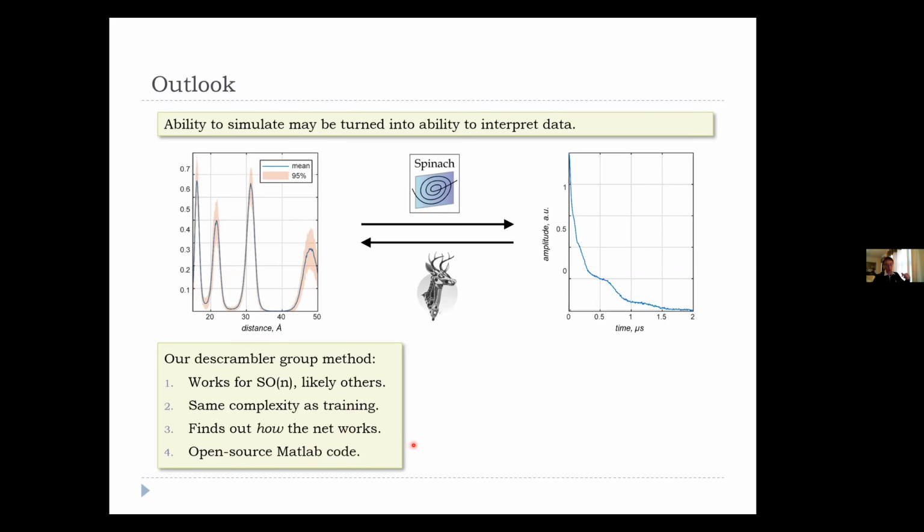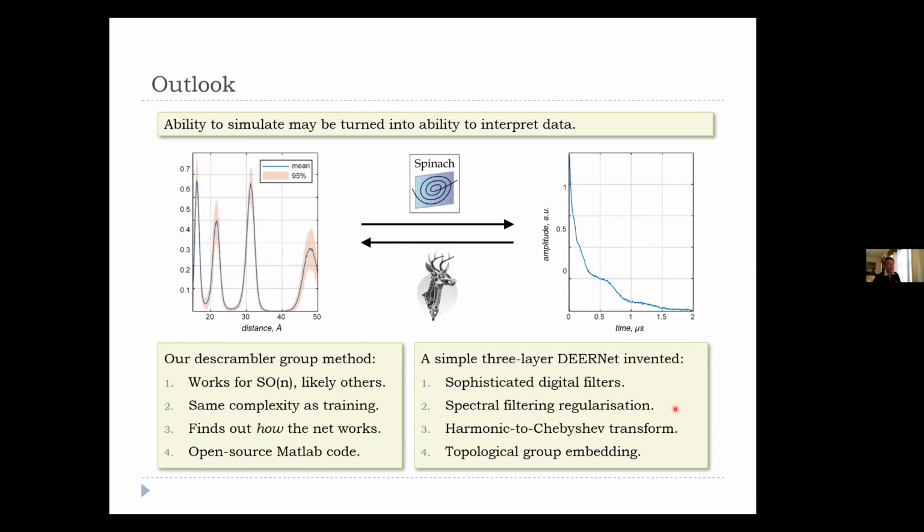Open source, so you will see these descramblers in the latest Spinach if you look at it. So a simple 3-layer network spontaneously invented sophisticated digital filters, spectral filtering, regularization, Chebyshev polynomials, and topological group embedding, for goodness sake. And this is fascinating and slightly scary, because this is the sort of creativity that you would normally associate with the human mind, but it does it anyway.